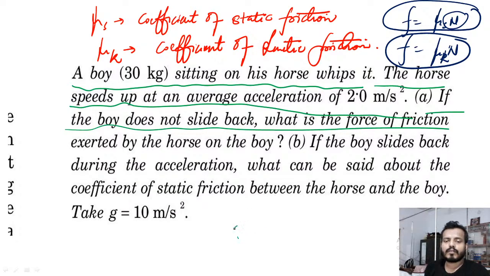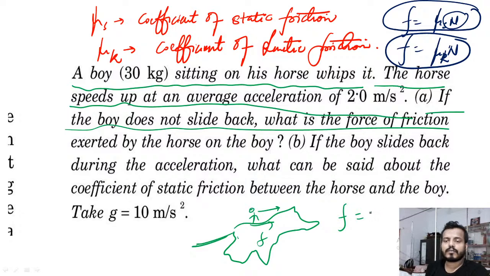So from the ground frame, if this is the horse and the boy is sitting here, the boy is accelerating. So friction must be accelerating him. Friction can be the only external force. So F is equal to m into a.